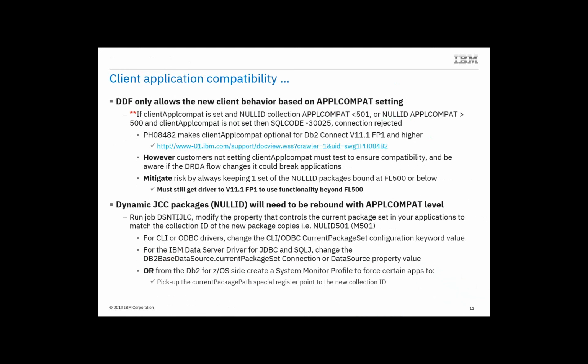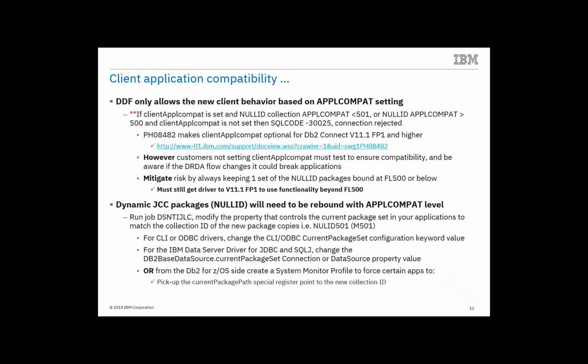So we've had some customers in version 12 that ran through really quickly and wanted to get on to function level 501. And when they did this, they kind of shot themselves in the foot because they were overly aggressive on the Db2 for z/OS side and the clients were back level. So if I have a null ID collection, so your dynamic JCC packages, bound with an APPLCOMPAT less than 501, or a null ID with APPLCOMPAT greater than 500 and the clientApplCompat isn't set, I can end up with basically the connection being rejected. So if the APPLCOMPAT is too high and my driver level is back level, connection fails. If my APPLCOMPAT is bound low and the client tries to use a higher function level, that's going to fail also. So we had kind of a quandary there.